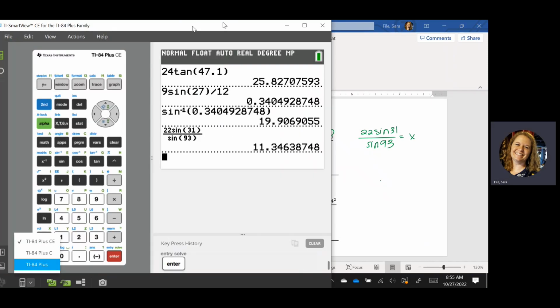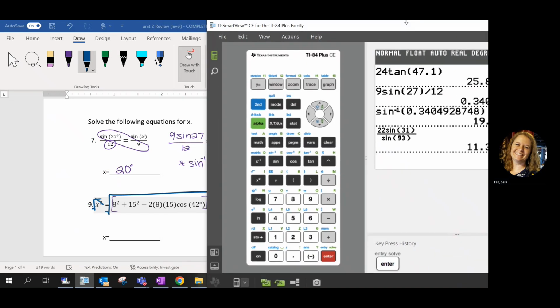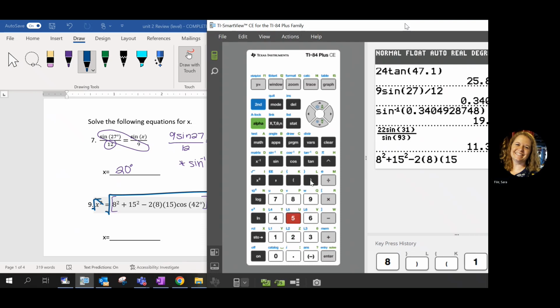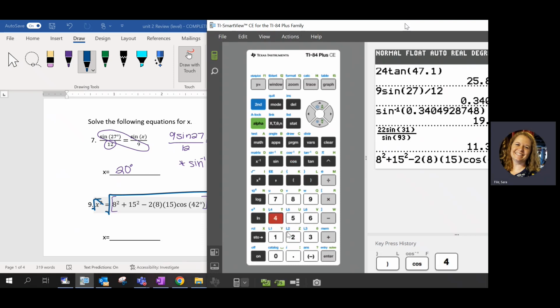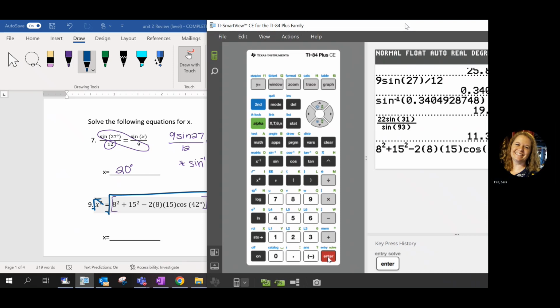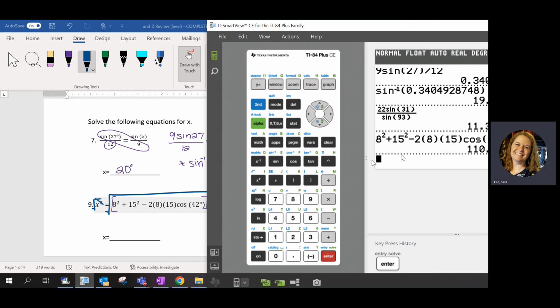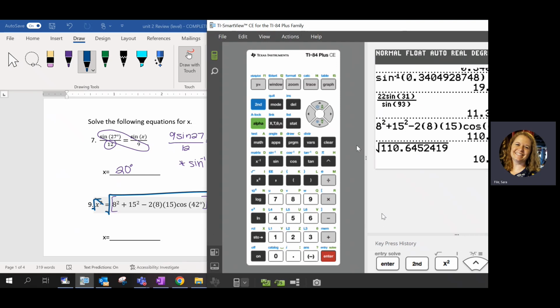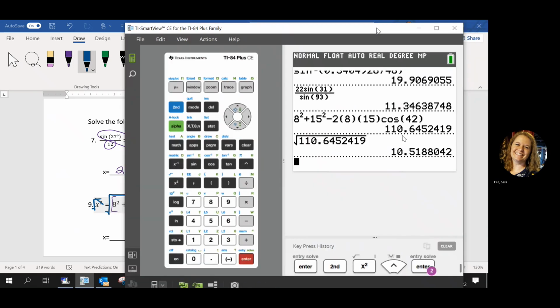Okay, so I'm going to do it over here. You can do it all at once or step by step. It doesn't matter. I'll just do step by step. So I'll do the 8 squared plus 15 squared minus 2 times 8 times 15 cosine of 42. Close that parenthesis. Okay, and I get a number, and then I have to square root that. So square root of that entire value. Okay, so my answer wasn't the 110, it was the square root of that.